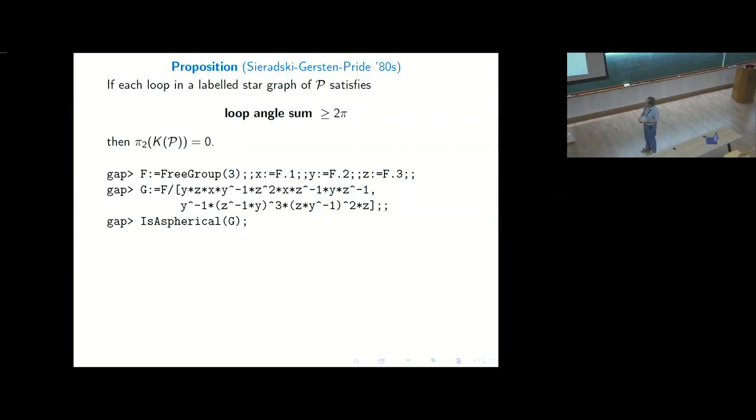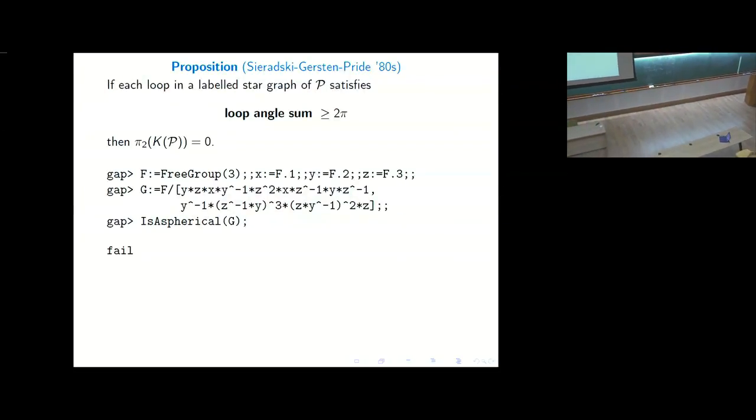And you can check, is it possible on the star graph to fill the angles in such that no loop has angle sum less than 2 pi. So in this case, we try it. It says fail, because it's not going to work. Nothing's going to work every time. So in this example, it failed.